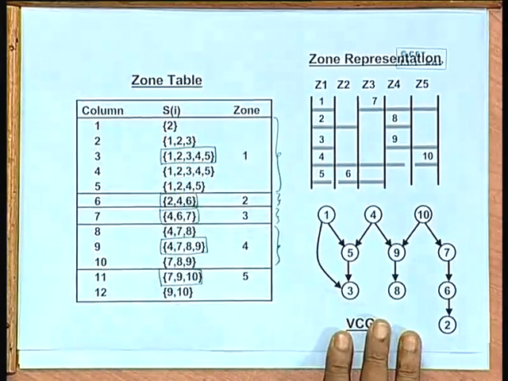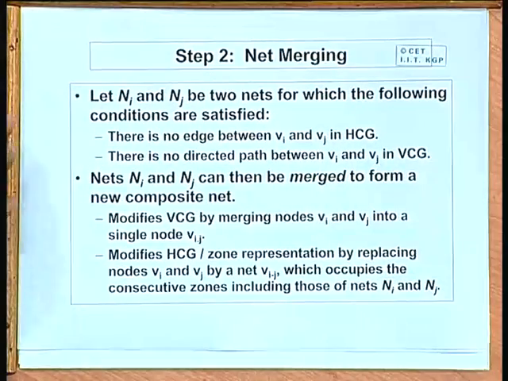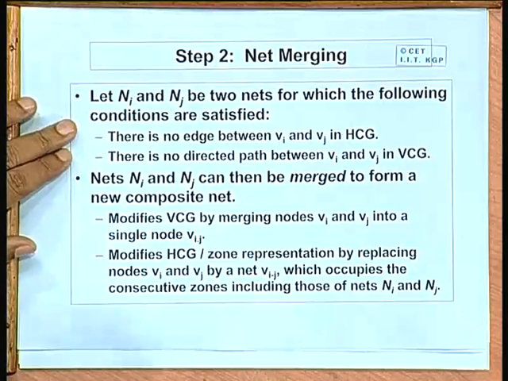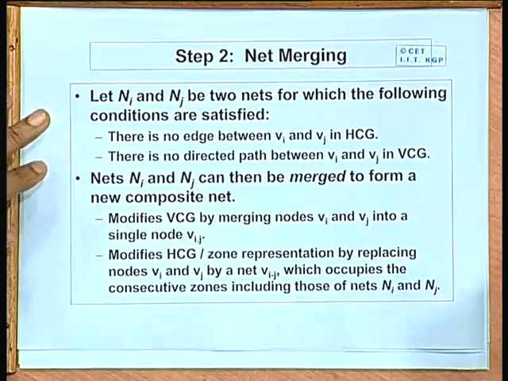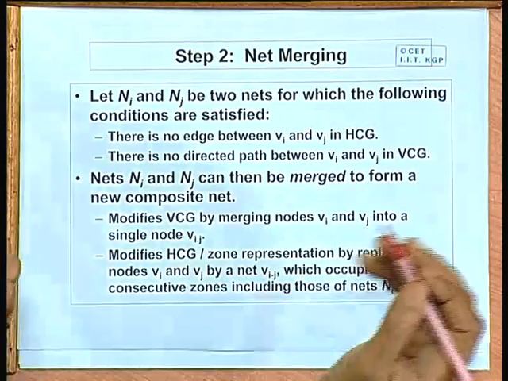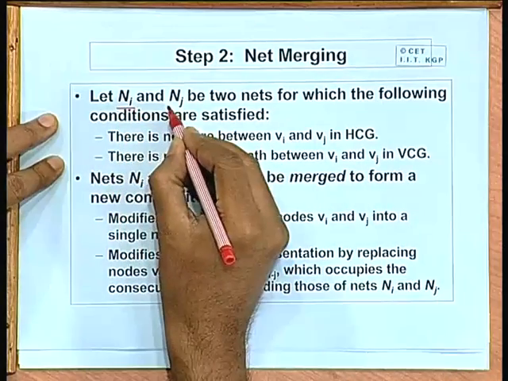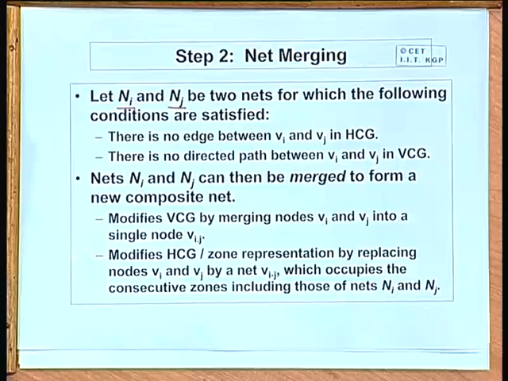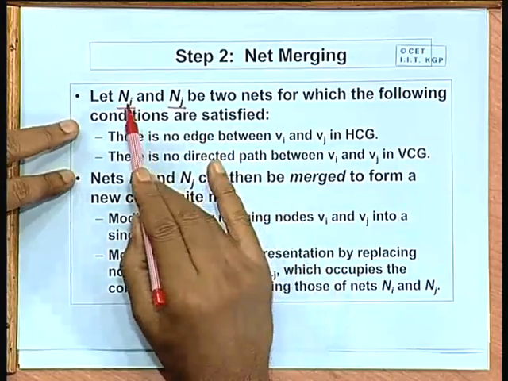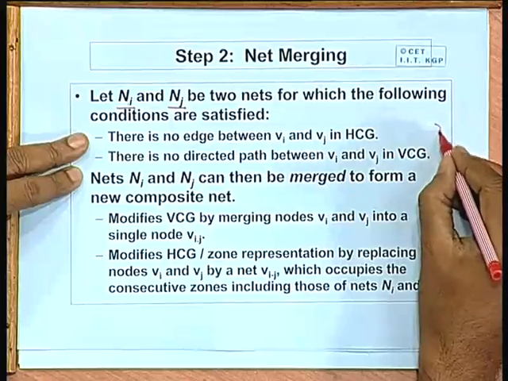This is how you define the zones. The second step is the merging of the nets. Now, after you have defined the zones, systematically we will be proceeding with the merging of the nets. Now, let us see how we can merge. Suppose we have a pair of nets Ni and Nj. So, 2 nets Ni and Nj can be merged if these two conditions are satisfied.